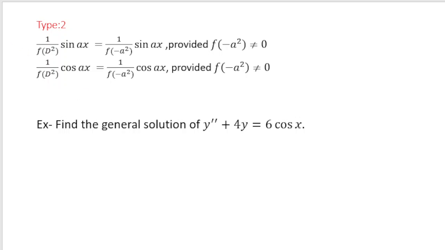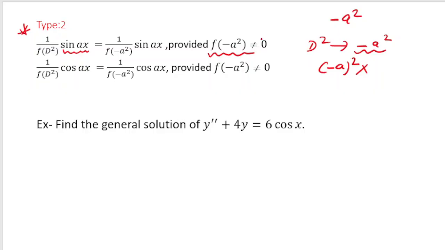Now the next type, and this is also a very important type, type 2. In this type we are using the formula where we operate 1 by f(D square), not 1 by f(D), and if I operate 1 by f(D square) on sine ax, the D square is replaced by minus a square. Dear students, don't make a mistake, because I have noticed a student replacing it by minus a whole square. This is wrong. It is not minus a whole square, but rather a square with a minus sign. And this result is also applicable when f(minus a square) is not equal to 0.